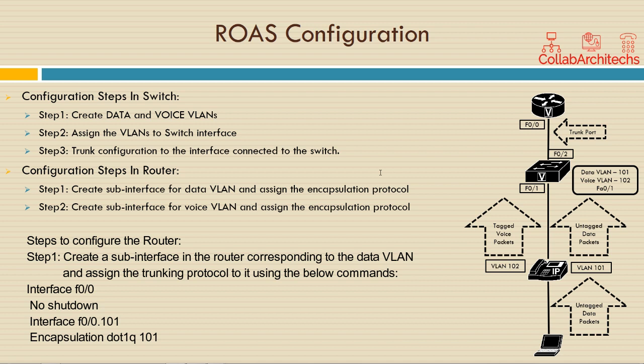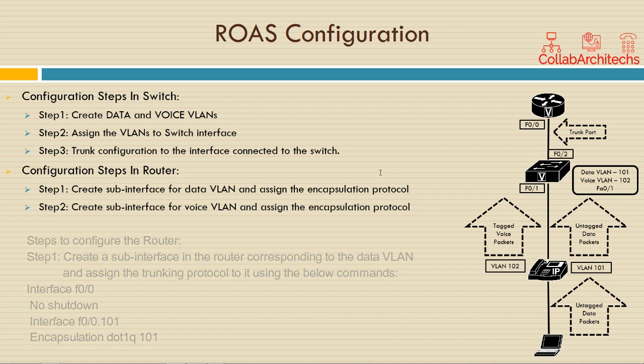Then create a sub-interface with the command interface F0/0.101. 101 here is the reference to the data VLAN. Then fire the encapsulation method, the trunking protocol, with the command encapsulation dot1Q 101, which is the reference to the data VLAN.